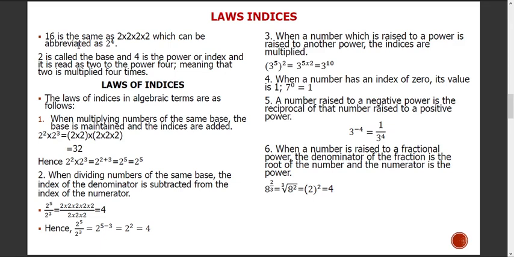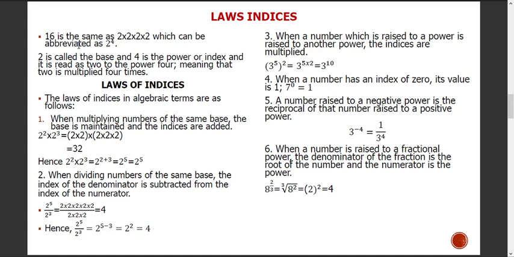So 2 to power 3 times 2 to power 2 gives us 2 to power 5. To prove that, we can expand manually. 2 to power 2 means 2 is multiplying itself 2 times, and 2 to power 3 means 2 is multiplying itself 3 times. So if I multiply 2 times 2, I will get 4, times 2, I will get 8, then times 2, 16, and 16 times 2 will give us 32. Likewise, if you expand 2 to power 5, we shall get 32. So that is rule number 1, or law number 1.